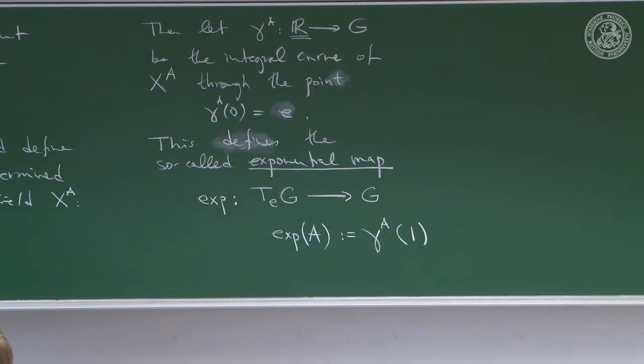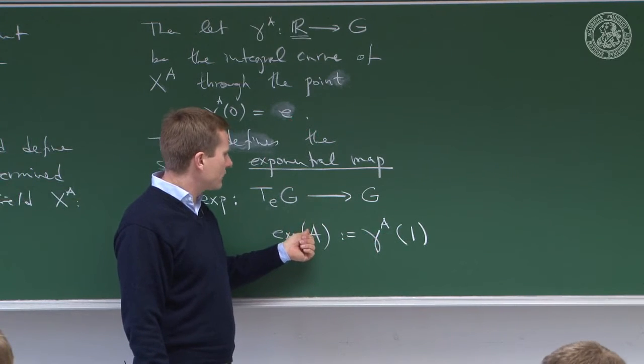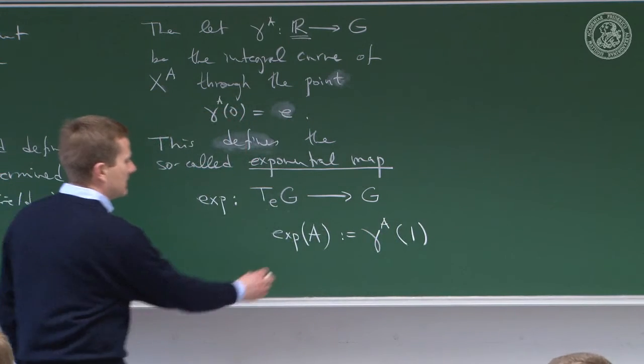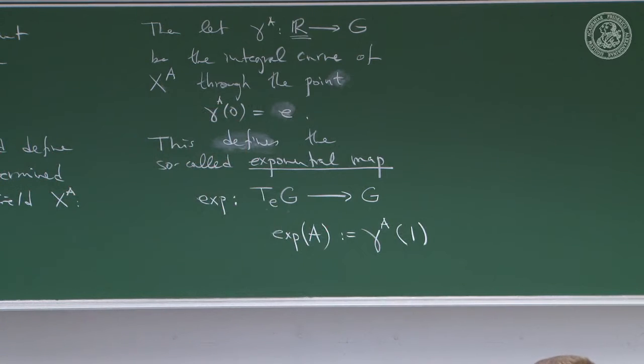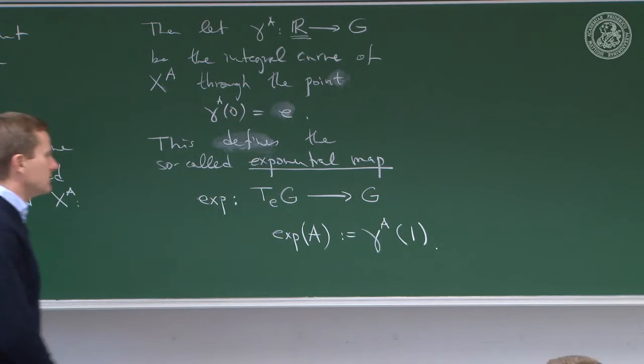Now you say, why 1? Well, I could, of course, write here a lambda in front, and then I can have a lambda here because I can scale these guys. Okay, so it suffices to define this at 1, the so-called exponential map. That's it.